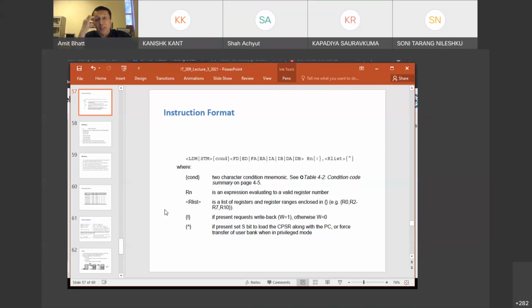Then we talked about how you can obviate the need for compare if you have the S extension. And you can use that S extension after any arithmetic instruction.